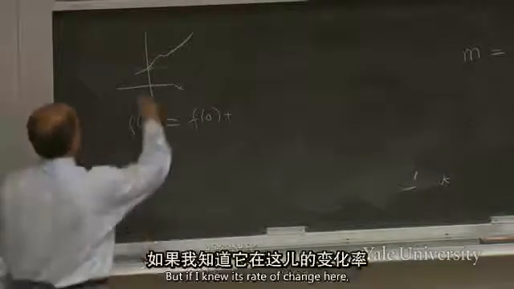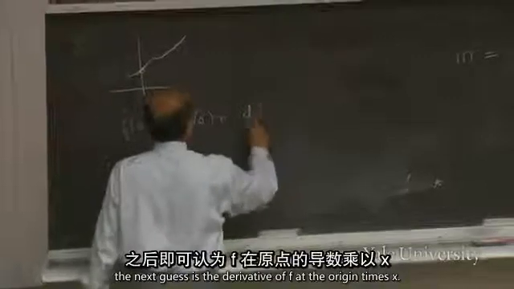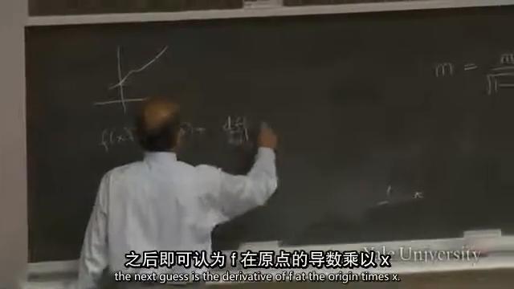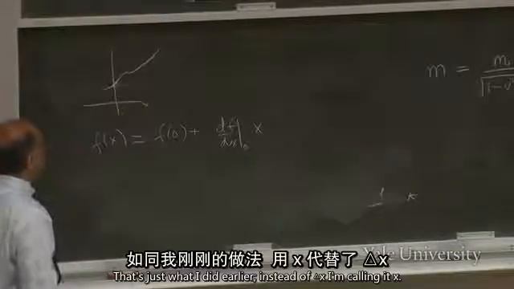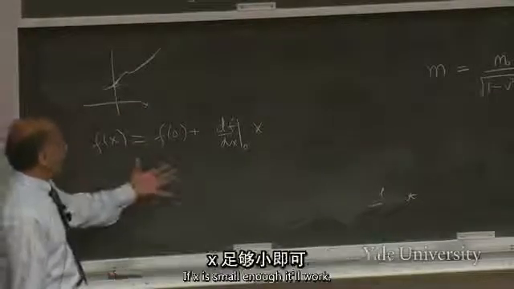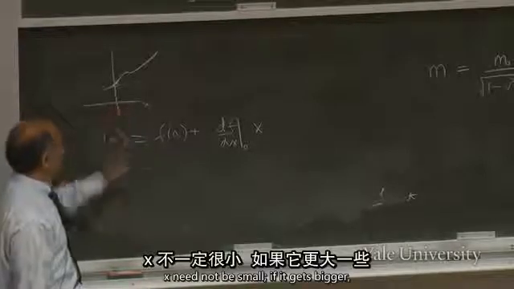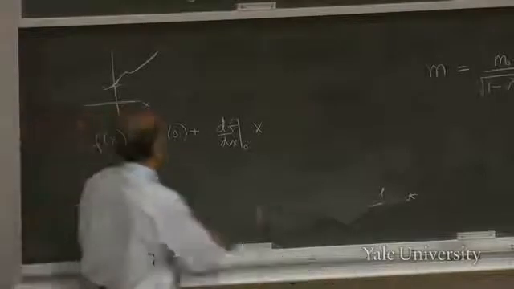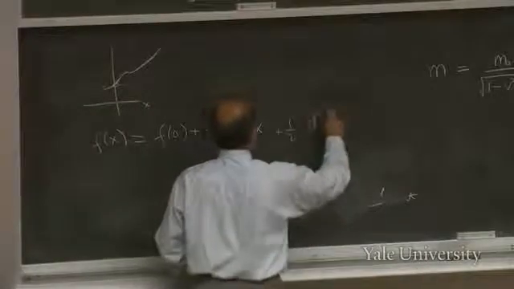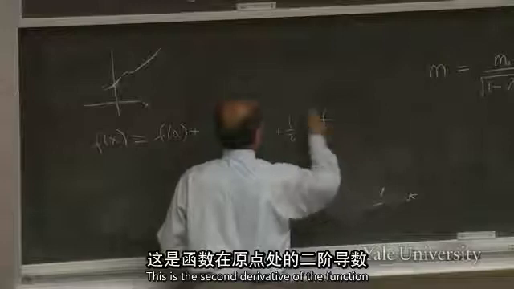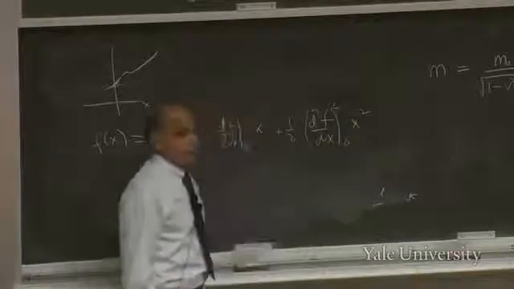But if I knew its rate of change here, its slope here, the next guess is the derivative of f at the origin times x. That's just what I did earlier. Instead of delta x, I'm calling it x. If x is small enough, it will work. But of course, x need not be small. If it gets bigger, it turns out you can do a little better by adding this. This is the second derivative of the function at the origin times x squared.